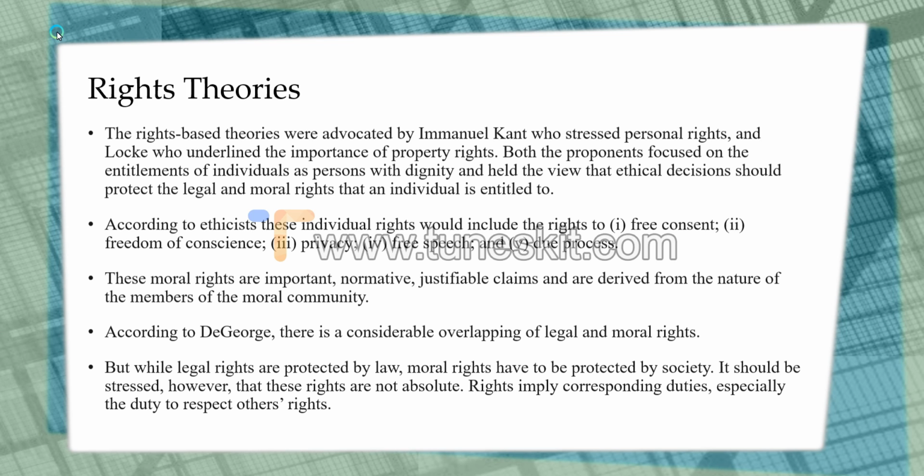Next, according to De George, there is a considerable overlapping of legal and moral rights. Sometimes the legal rights and moral rights converge, overlap into each other, so that sometimes they become indistinguishable. You can't differentiate whether this is a legal right or this is a moral right. So sometimes it becomes very difficult to differentiate legal and moral rights.